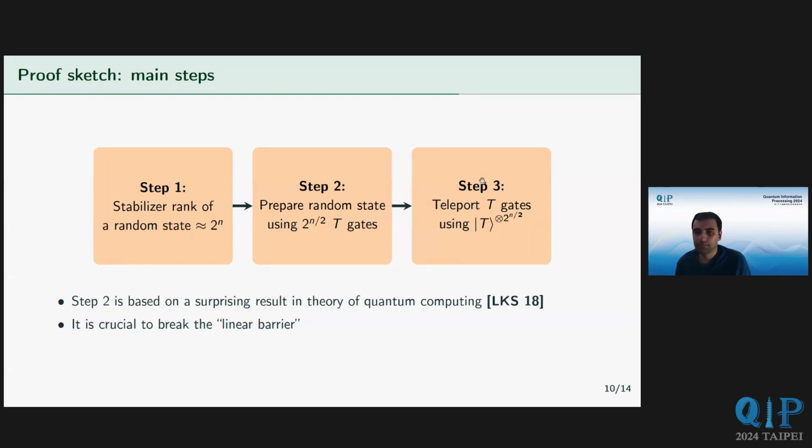And in the third step, we used the idea of gate teleportation to replace each T gate with Clifford and measurements and adding some ancilla in the magic state. And if you look at this picture, if you can somehow relate the stabilizer rank of this state to this 2 to the n, then we are almost done. We only need to do some change of variable to get the result. And that's exactly what we will do. I will go through each step in more detail.